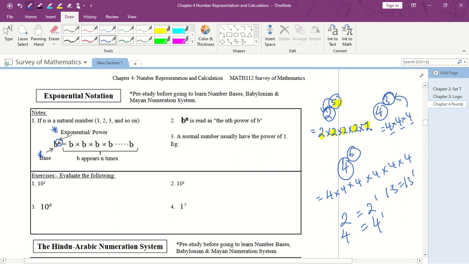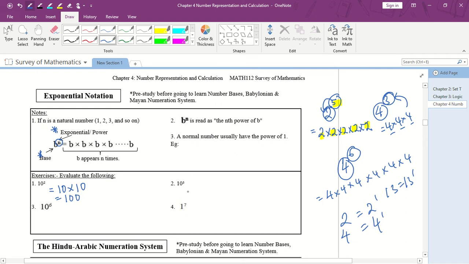And because math is lazy, we don't put the 1. Okay, and let's try to evaluate the following here. Okay, here says 10 squared. 10 squared, we know it is 10 times 10, because power of 2, right? And it will get you 100.